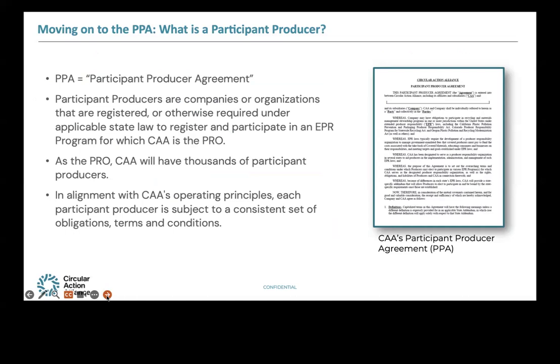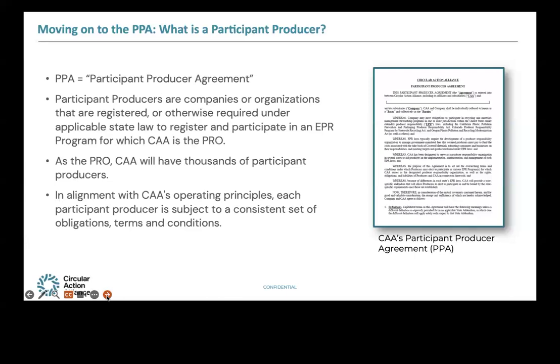All right, now let's discuss what a participant producer is. Participant producers are companies or organizations that are registered or otherwise required under applicable state law to register and participate in an EPR program for which CAA is the PRO. Or in other words, a participant producer is someone who expects to be obligated under any of the EPR laws where CAA is acting as the PRO.